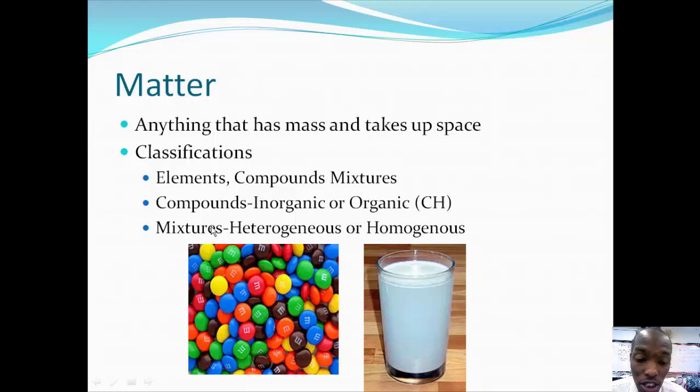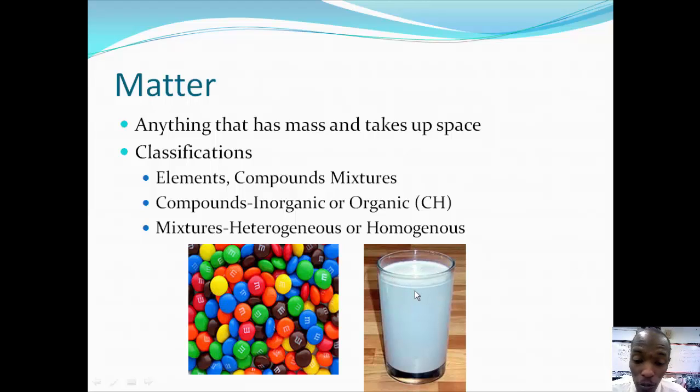Mixtures are heterogeneous or homogeneous. Heterogeneous are mixtures that can be separated. You can see the definite different types of materials in the mixture. So, for example, in these M&Ms, we see that we have orange, blue, green, yellow, and brown. We see different colors. So that's a heterogeneous mixture. Homogeneous means it's uniform throughout. That means that you cannot really tell where one ends and the other begins.